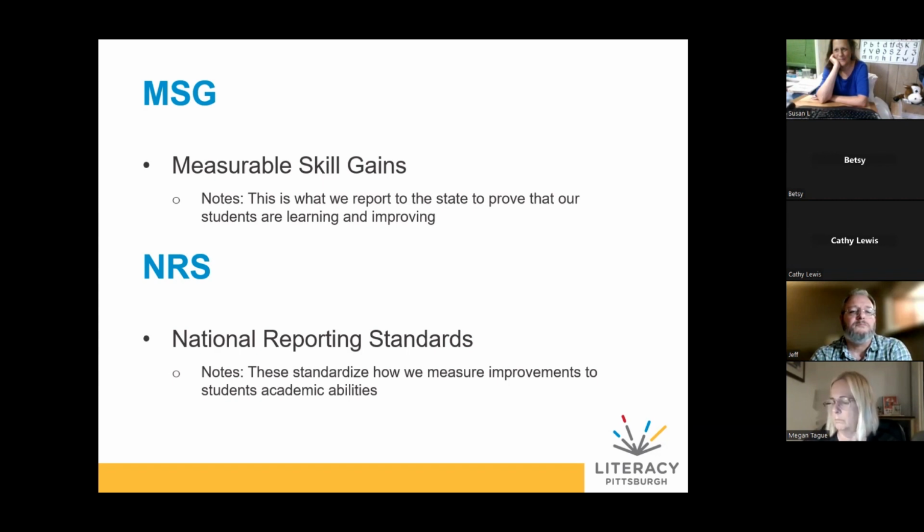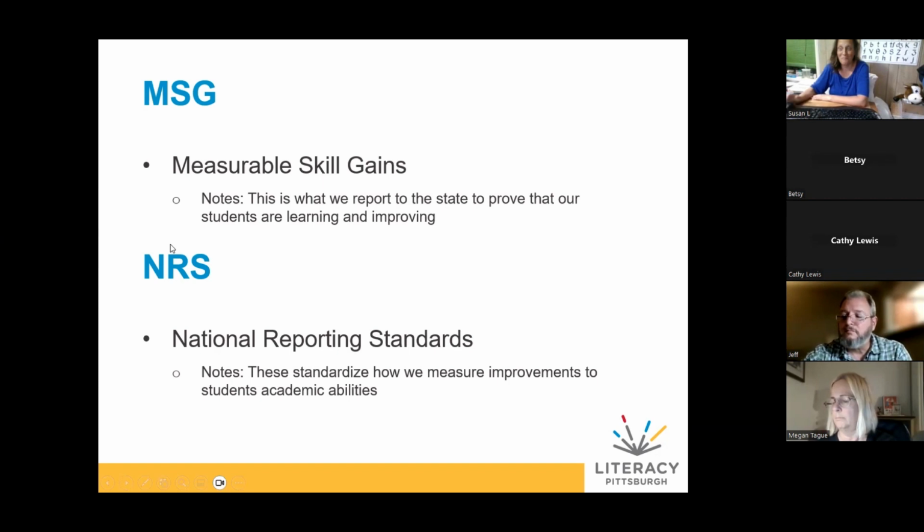So once we do that, if they have improved by increasing their educational functioning level from a 7 to an 8, that is a measurable skill gain. So that is what we report to the state, saying this person has improved their English by this marked amount. And that's what continues to bring in our funding and prove that Literacy Pittsburgh is a great source of education for the community, and that the tutors are doing great things.